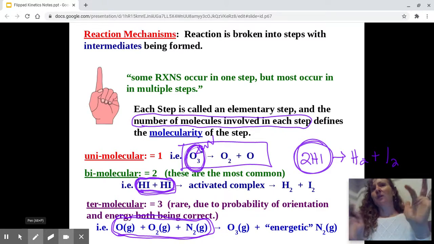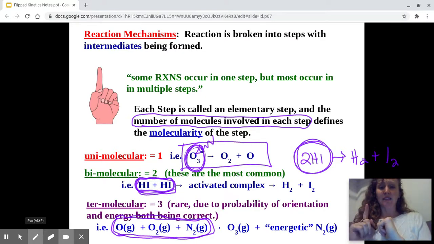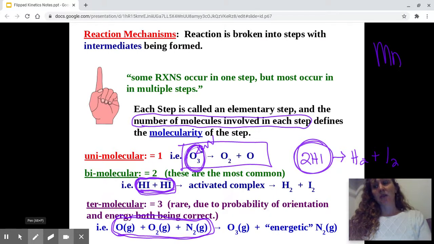So we've dropped this word catalyst a couple times. We're going to revisit catalysts after we talk about mechanisms, but basically a catalyst is something that helps the reaction proceed forward, but it's not used. It's not a reactant. It's not a product. A good example of this is manganese. Manganese is used to catalyze the decomposition of hydrogen peroxide.